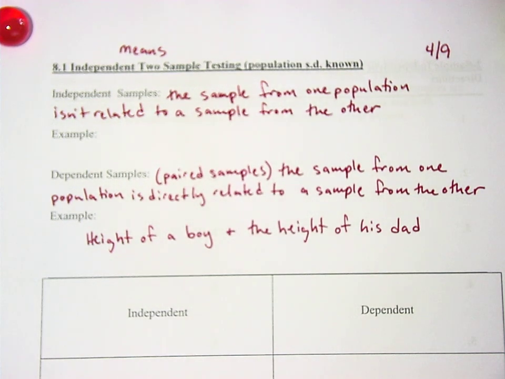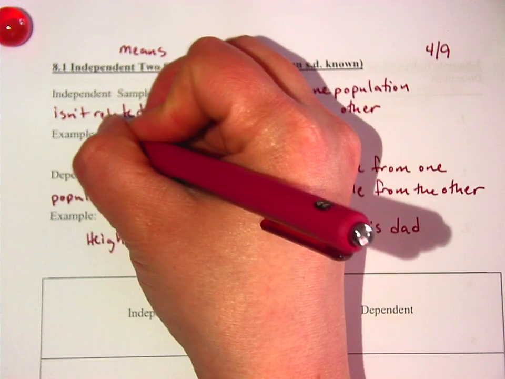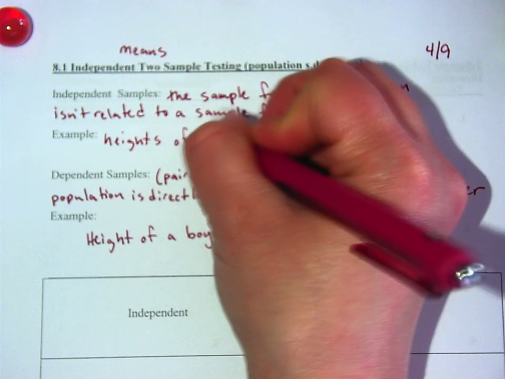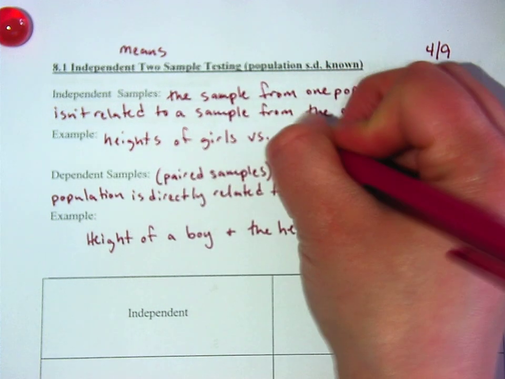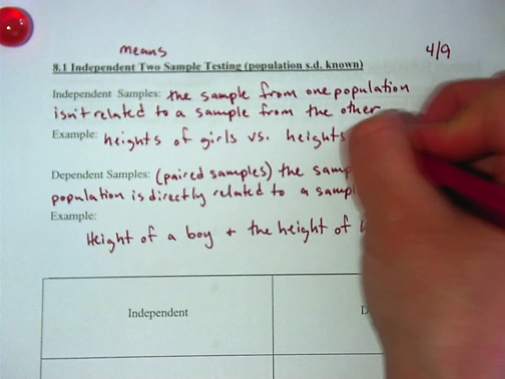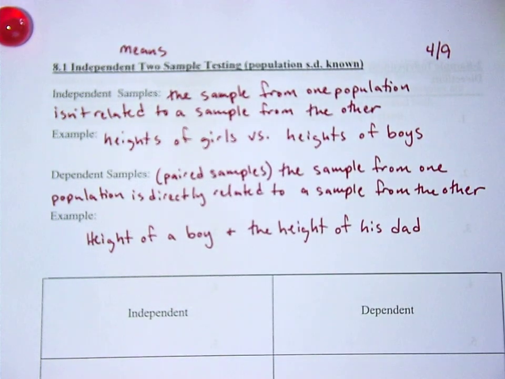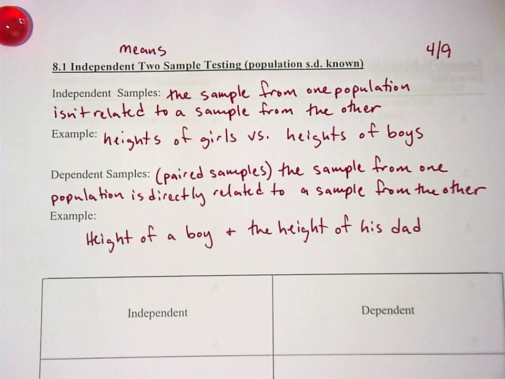They're paired samples. Another example would be if I said the heights of girls versus the heights of boys. I could have 10 girls and 10 boys and directly say what the height of each one is, but it wouldn't make any sense to compare them to each other, because why would I put Natalie and Noah together? Why would I put Georgia and Noah together? There's no real reason to.